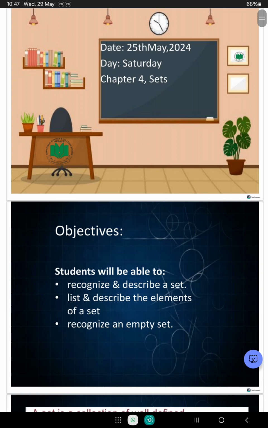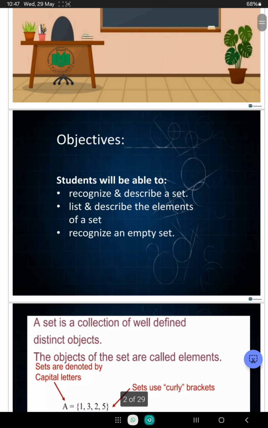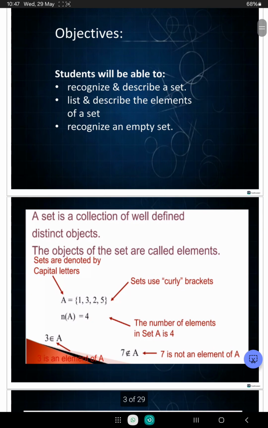We will discuss chapter number 4, class 7. The objective of chapter number 4: students will be able to recognize and describe a set, list and describe the elements of a set, and recognize an empty set. A set is a collection of well-defined and distinct objects. The objects of a set are called elements of the set.